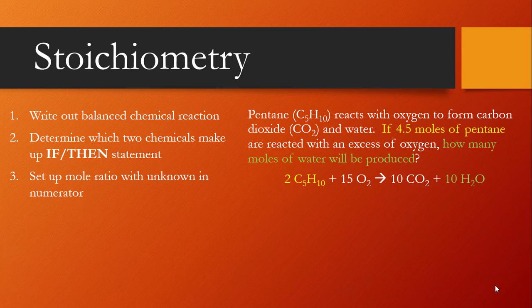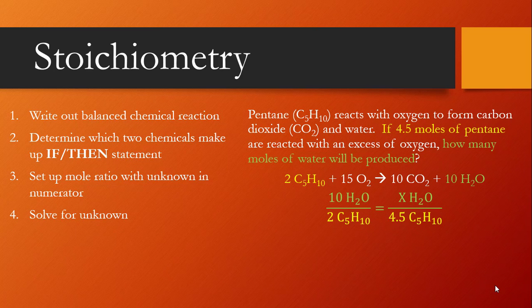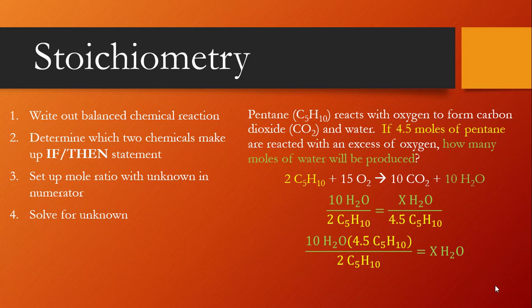Set up the mole ratio with the unknown in the numerator. The unknown is the water, so my ratio is 10 to 2. Make the equivalent statement using the data we're given, something over 4.5 pentane. Solve for the unknown, so you're going to cross multiply and divide. And when you do the math, you get 22.5 moles of water should be produced. That's all there is to mole stoichiometry.